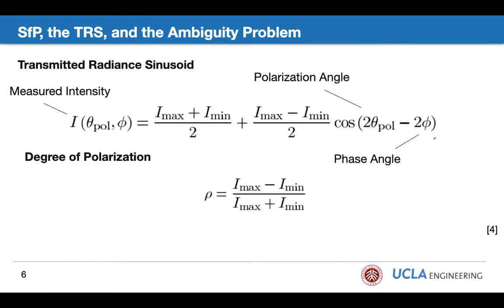However, herein lies the first difficulty in solving SFP. For any given polarization angle and measured intensity, two different phase angles, separated by pi, both satisfy the equation. Accordingly, there will be a binary ambiguity in any surface reconstruction utilizing this equation.